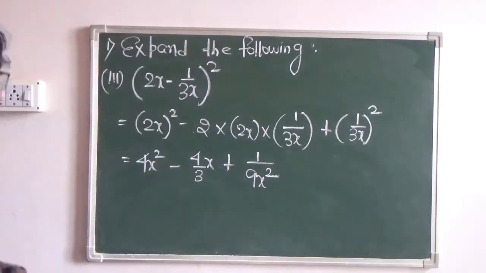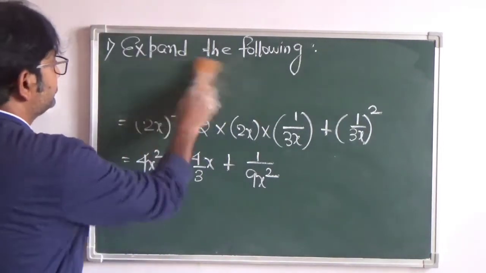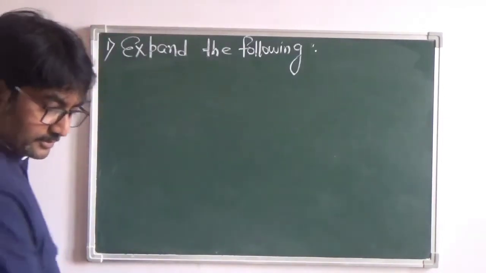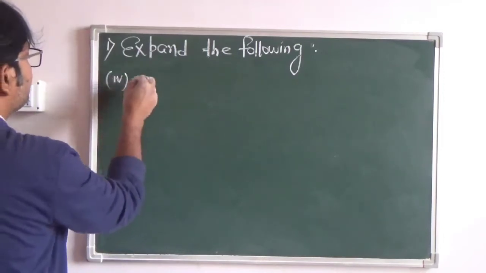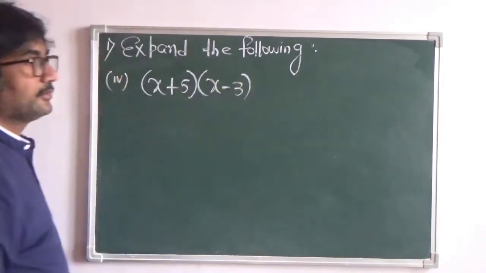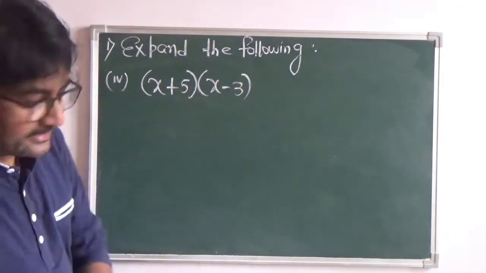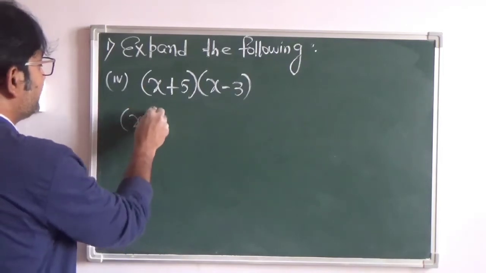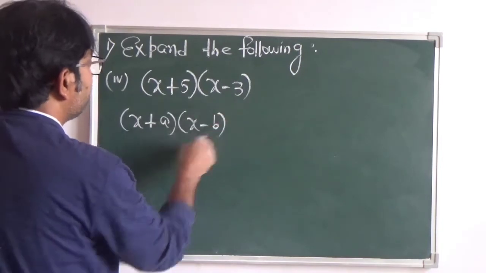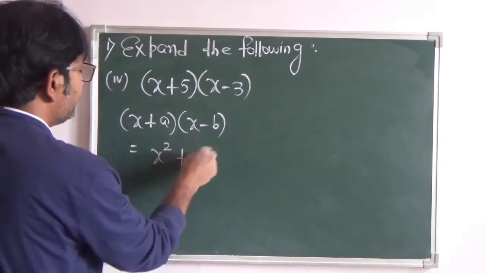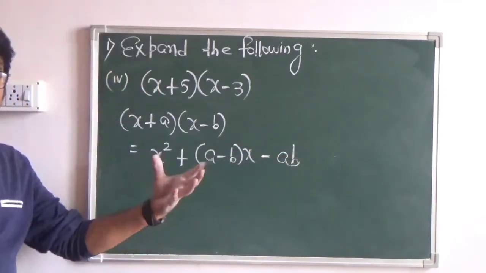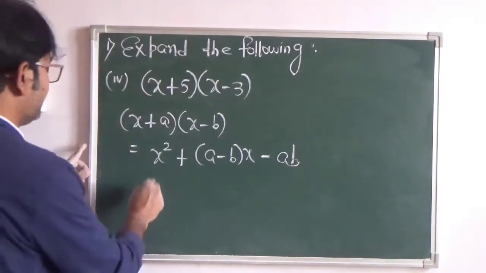You can take the next question. Number 4 is (x + 5) into (x - 3). So what is the expansion of this? If you compare this with (x + a) into (x - b), what was the result? x square plus (a - b) into x minus ab. You can directly put it here, or you can multiply one after the other, like we did.